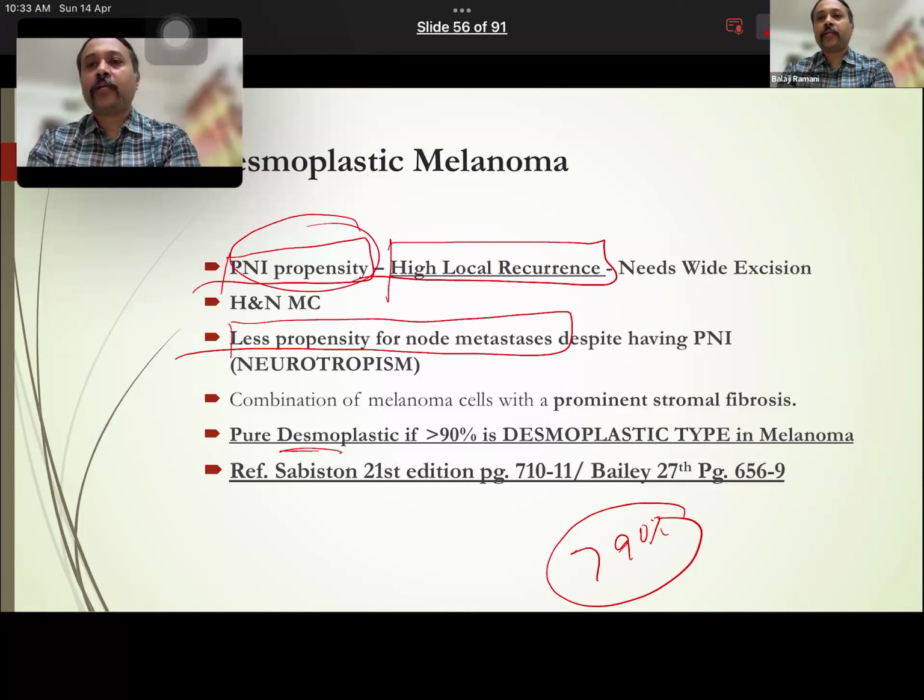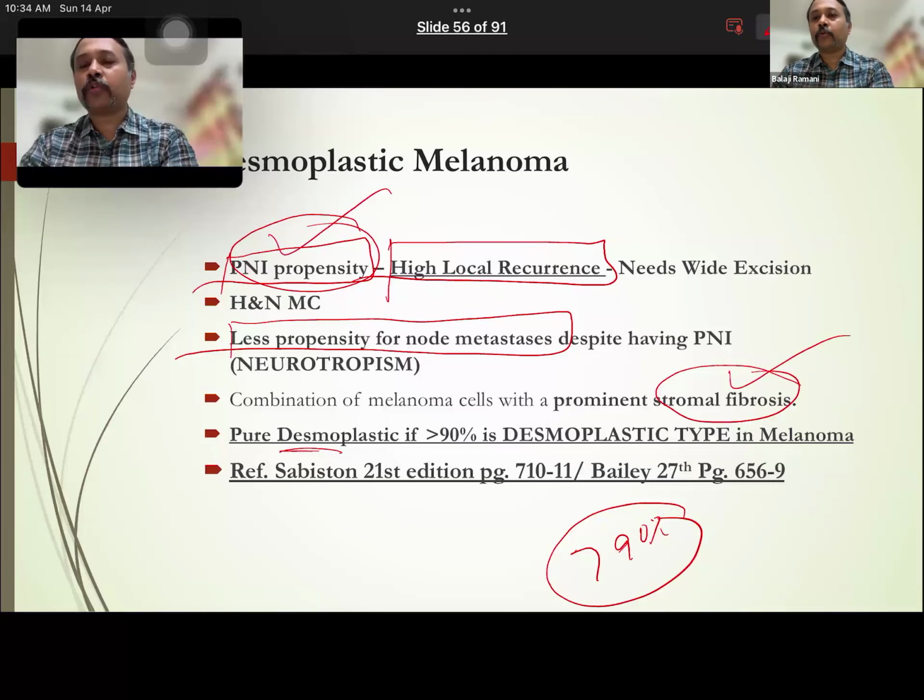On the other hand, it causes a dense desmoplastic stromal fibrosis. That is why it will not spread to the lymph nodes. So the combination of stromal fibrosis and the PNI, both of these together, leads to high local recurrence but less nodal metastasis.